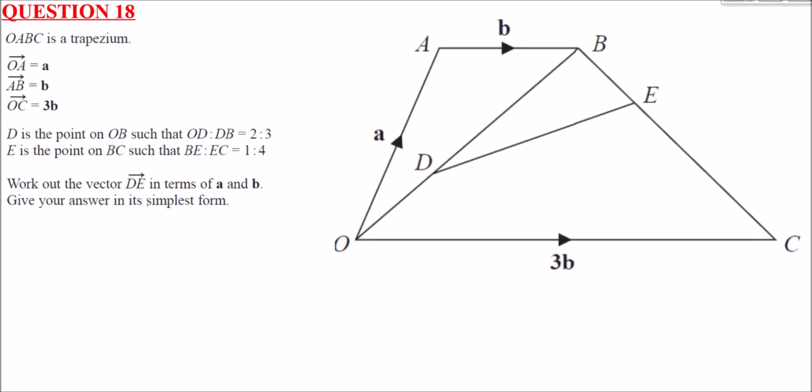Question 18, we have quite a tricky vector problem, so we'll get straight to it. OABC is a trapezium. So OA is parallel to the base 3B, and OC and AB are the two non-parallel sides, a left and right hand side.